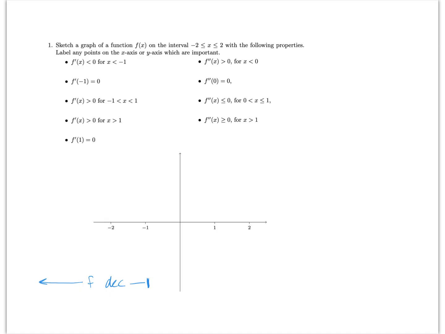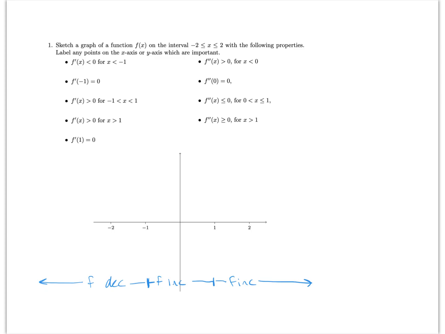Okay, and then f prime is positive for x's between -1 and 1. That means that f is increasing on that interval. And then f prime is positive for x's bigger than 1, which means that f is increasing. So f is increasing for x bigger than 1. I skipped over a couple of little pieces of information. We'll come back to those in a minute. I'm just trying to take notes on the increasing, decreasing, and concavity behavior.